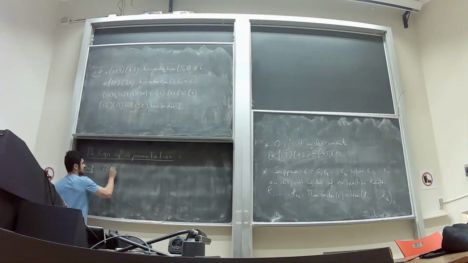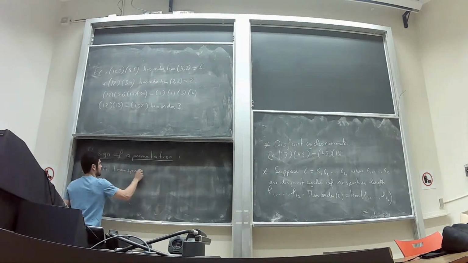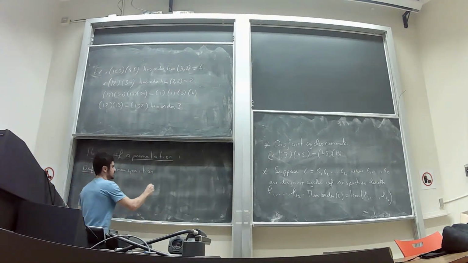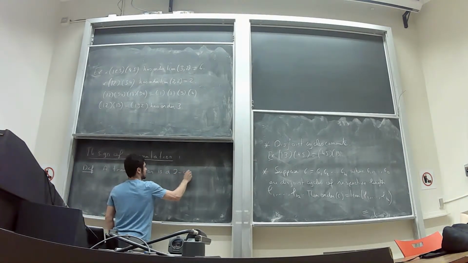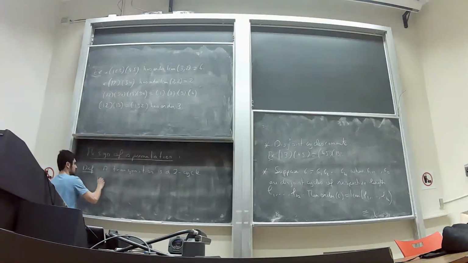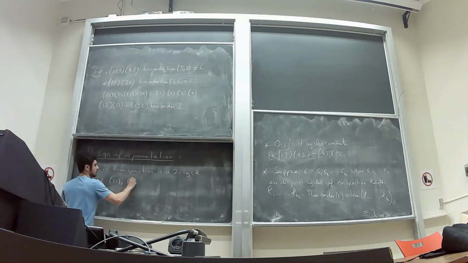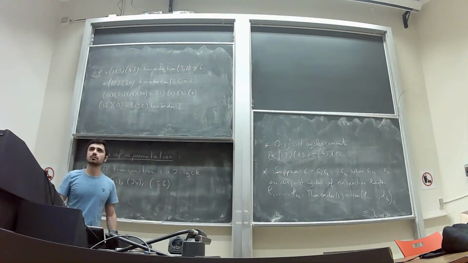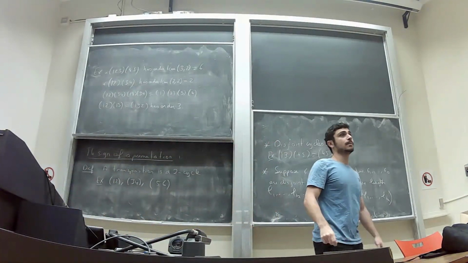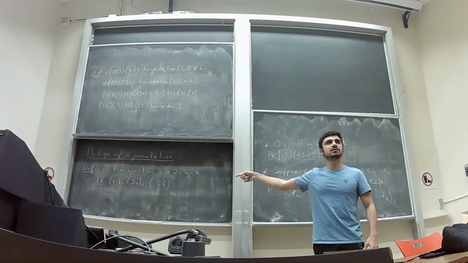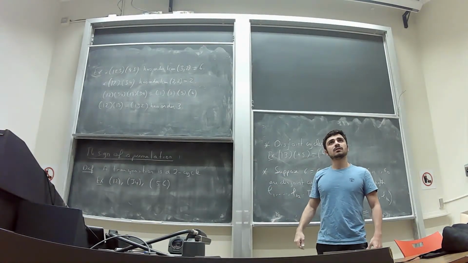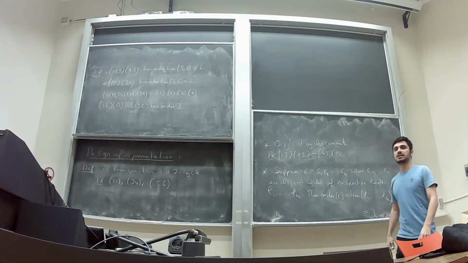A transposition is a two-cycle. Example: (1 2), (3 4), (5 6). Any cycle of length 2 is called a transposition. So what's the order of a transposition? It's 2, right? (1 3) times (1 3) is just the identity.